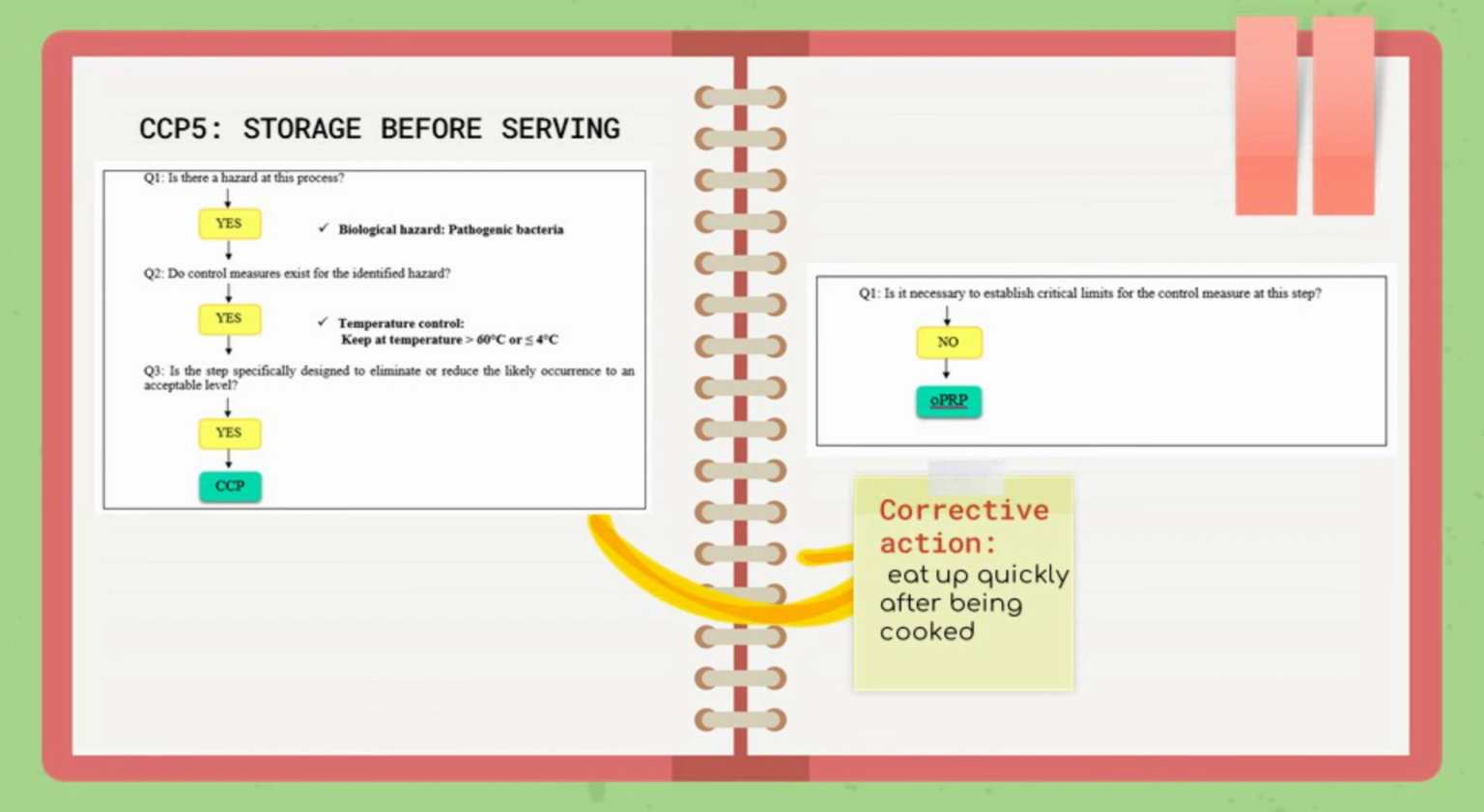CCP5 storage before serving. The significant hazard was the microbial growth of bacteria associated with the chicken, which can cause food poisoning. They multiply rapidly at temperatures between 4.4 degrees Celsius and 60 degrees Celsius. The cooked chicken should be eaten up quickly after being cooked.